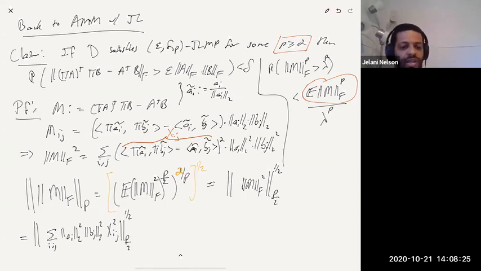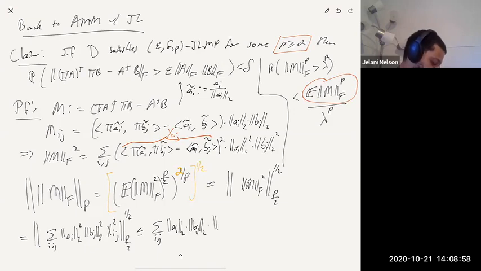And now I can do the triangle inequality. This is at most the sum over all ij of, well, remember there's a square root up above. So when I pull out a constant factor on the inside, I have to make sure to take the square root. So I'll pull out the norm of ai squared, but I have to square root it, so I don't have the square root anymore. So I have the norm of ai times the norm of bj times the p over 2 norm of xij squared, to the 1/2.